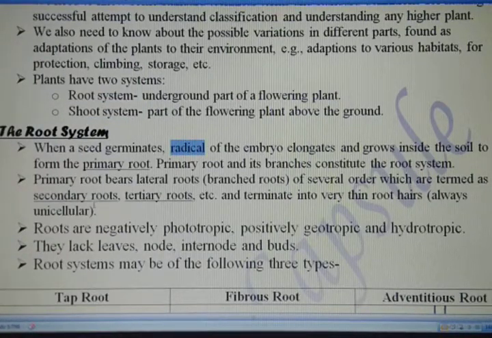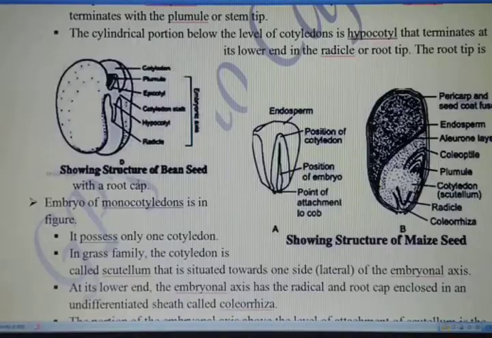Now, how do we understand this? All of us eat the seeds of different plants, whether monocot or dicot plants. Observe this seed. This is a bean seed. When we soak the seed in water and then remove the seed coat, the two cotyledons are separated. In between, you will find the embryonal axis.